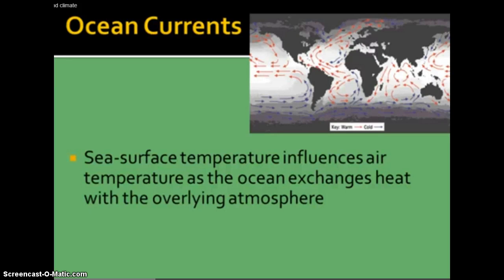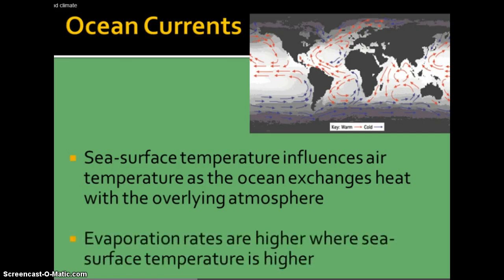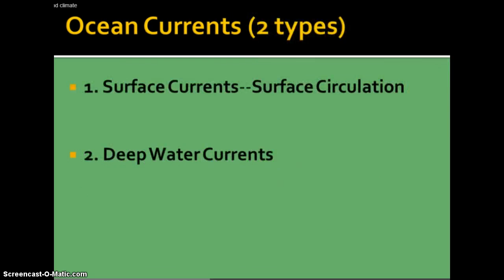Today's first topic we're going to look at is ocean currents. And the sea surface temperature actually influences the air temperature. So our surface currents and our wind patterns are very similar. We have that warmer water at the equator that moves towards the poles where it cools down, sinks, and moves back to the equator. Now around the equator you're going to have higher evaporation rates because your sea surface temperature is higher where the sunlight is more direct. So that creates the surface circulation.